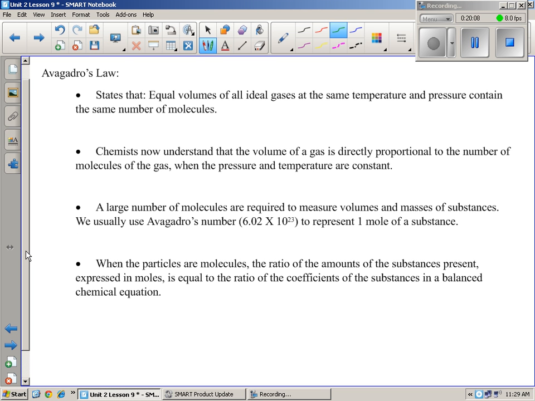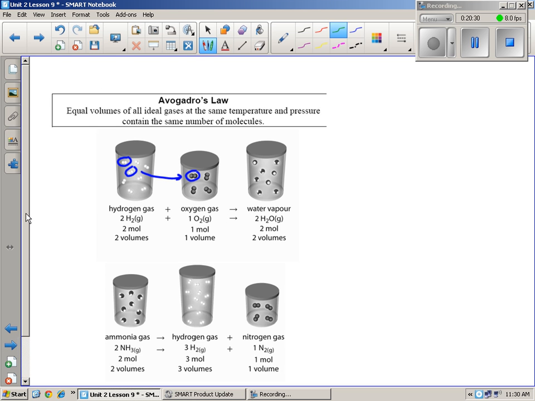Avogadro's law is exactly the same thing. Instead of talking about volumes, in terms of milliliters, liters, we're going to talk about moles and molecules, but it's exactly the same. So instead of seeing milliliters, liters, you will see moles or molecules. That's the only difference between them, really. They're one and the same here.